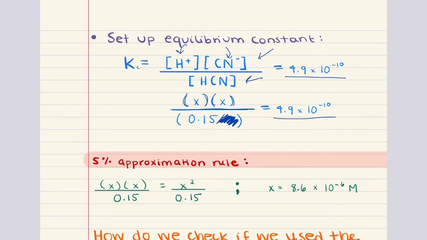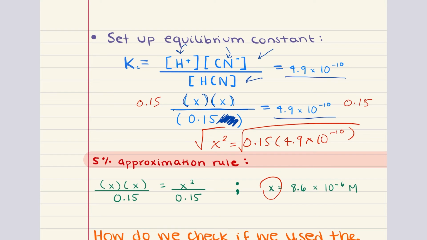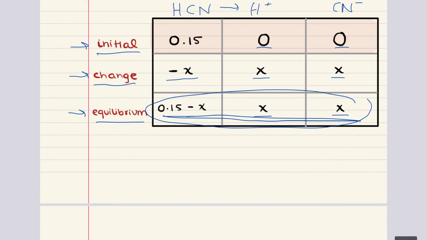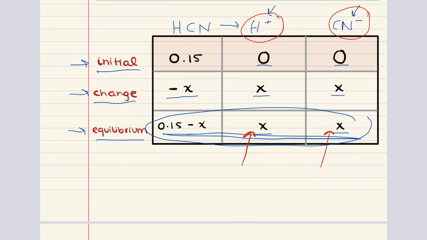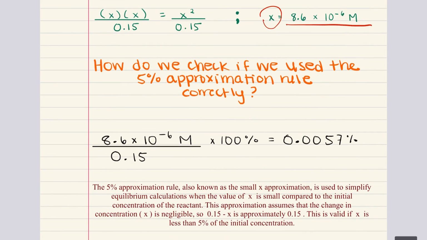We can now begin to solve this by multiplying both sides by 0.15. That gets us X squared is equal to 0.15 multiplied by 4.9 times 10 to the negative 10. And then we're going to take the square root of both sides, and that's going to give us our value of X, which is equal to 8.6 times 10 to the negative 6. And we can go ahead and plug that back in for our equilibrium concentrations for our hydrogen cations and our cyanide anions.